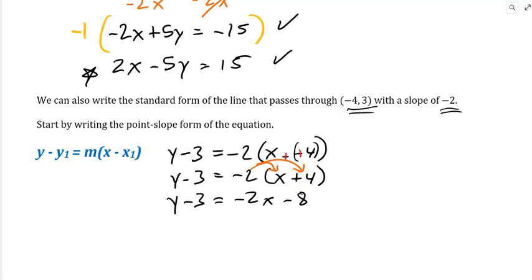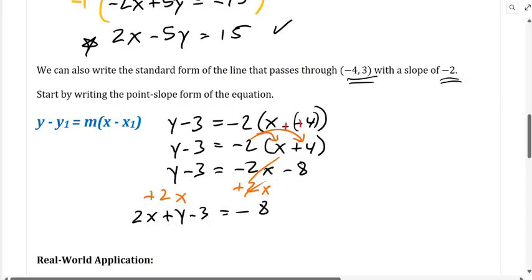We want to get all our variable terms to the right-hand side. So let's do that. We're going to add 2x. So we get rid of it from this side. We add 2x to this one. Those cancel each other out. And now I have 2x plus y minus 3 equals -8.